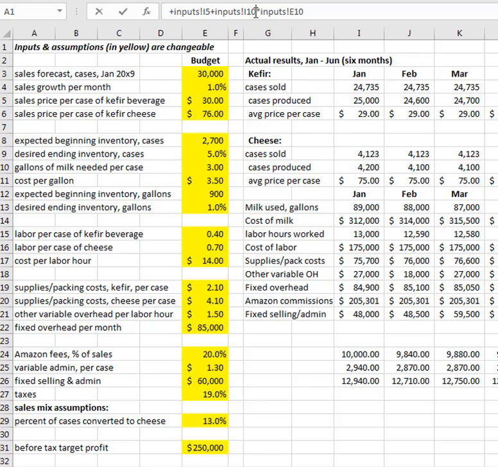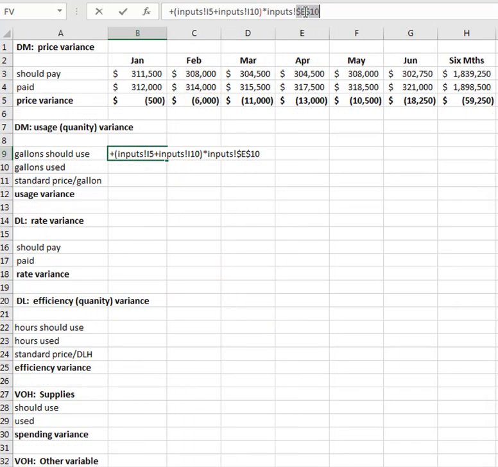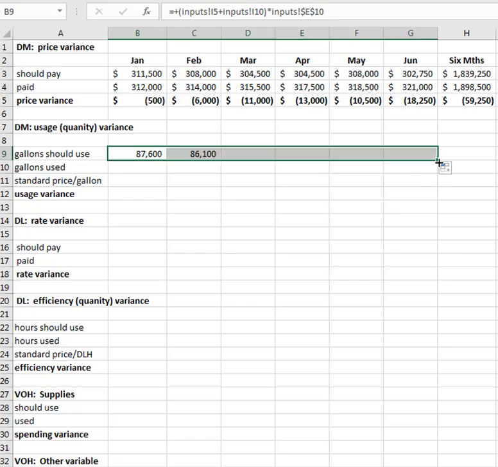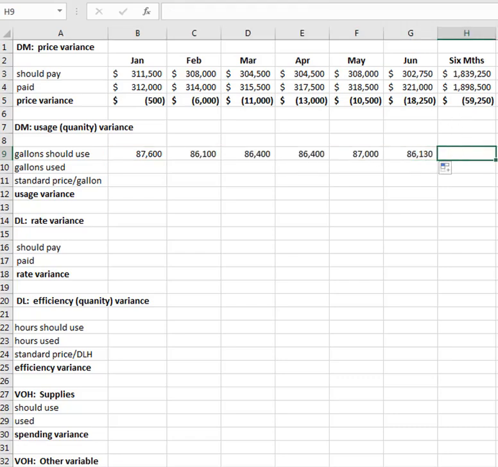And let's put our brackets in here so we have our order of operations correct. And then for the 3 gallons we can anchor that. All right, so we've got the production of kefir and the production of cheese, and we added those together and multiplied that times the 3. All right, and then since we anchored that, we should be able to pull that over, and then we can add that up.